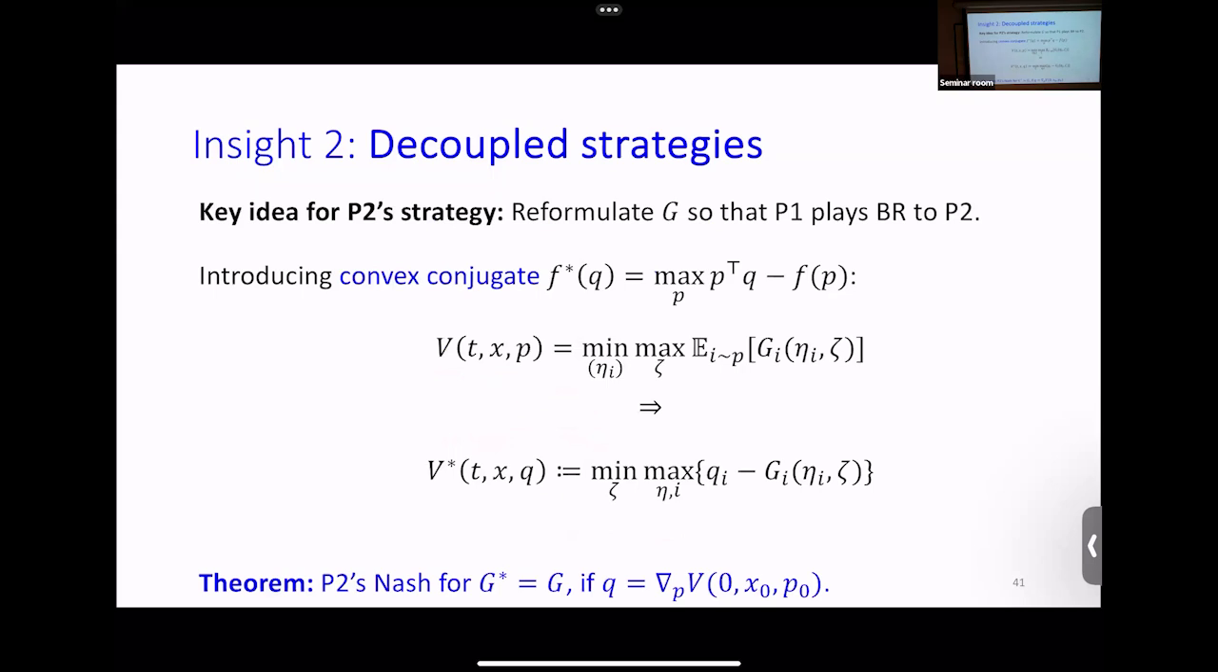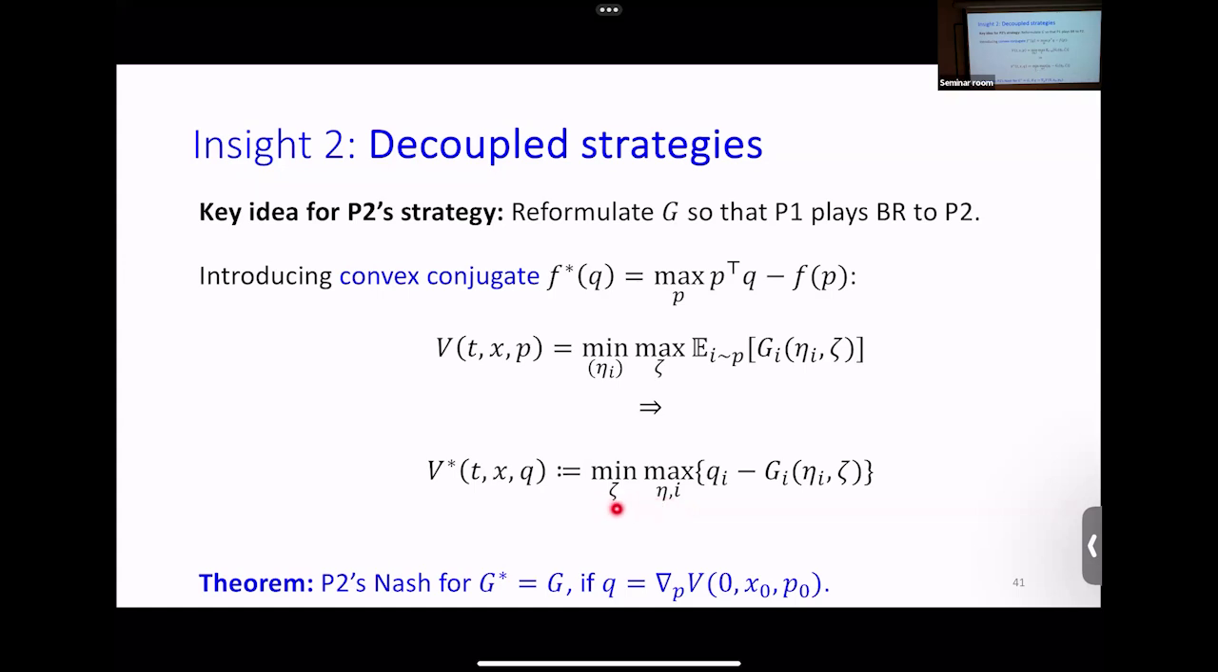Okay, so what we do then is to introduce the convex conjugate of the value, which basically allows you to flip the minimax. So instead of looking at the best response of player 2 to player 1's Nash equilibrium, in this dual game you're going to look at the best response of player 1 to player 2's Nash equilibrium.